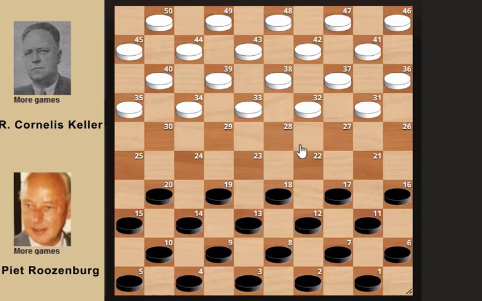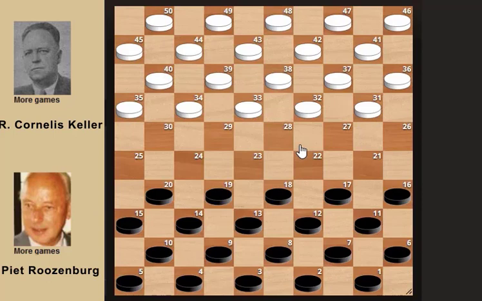This is a game played between Keller and Roozenburg. The game was played on November 15th, 1948. So we're going to use the square diagram to study the moves made by Roozenburg. I'll also show you some of the mistakes made by Keller in the game.